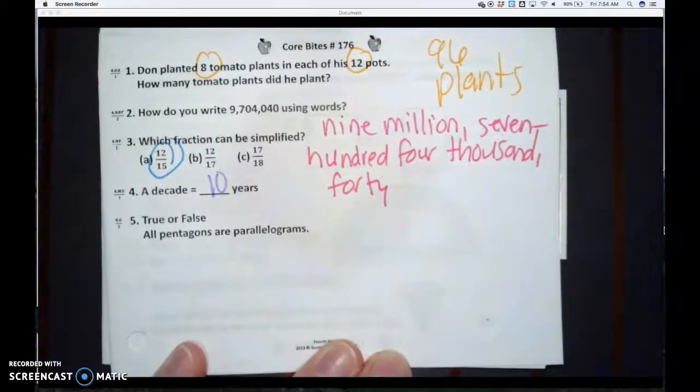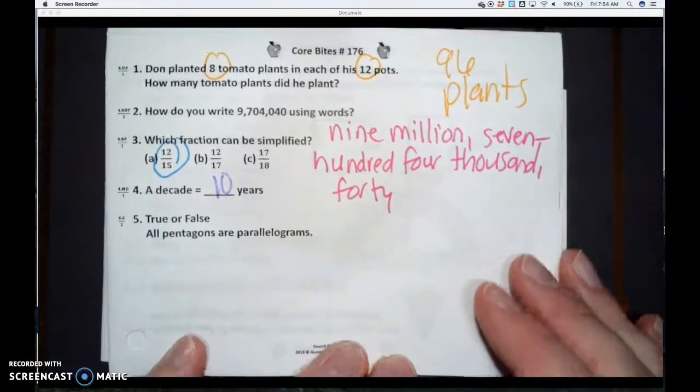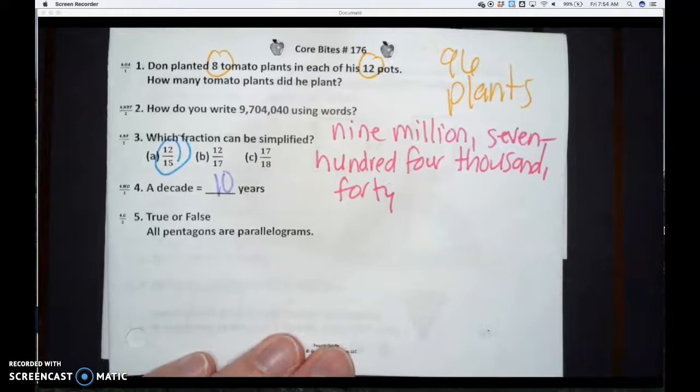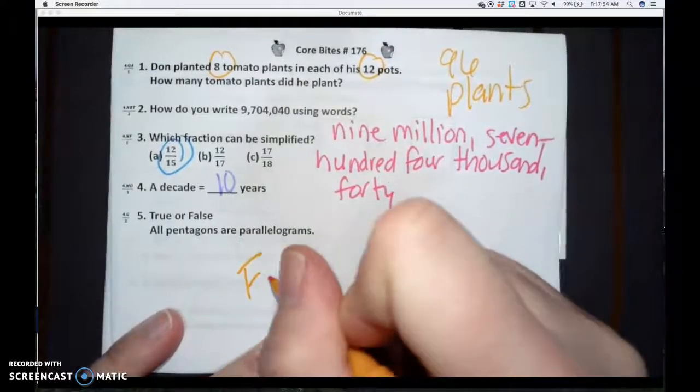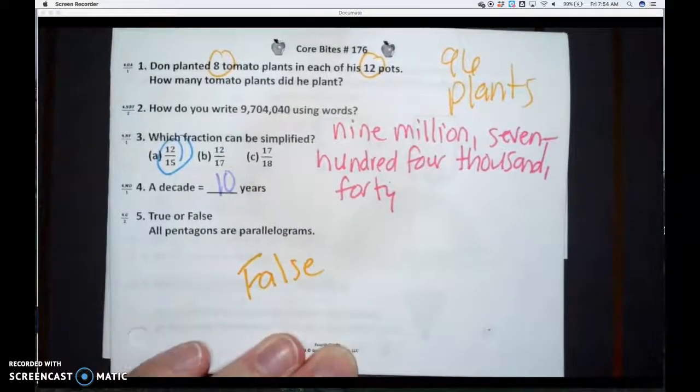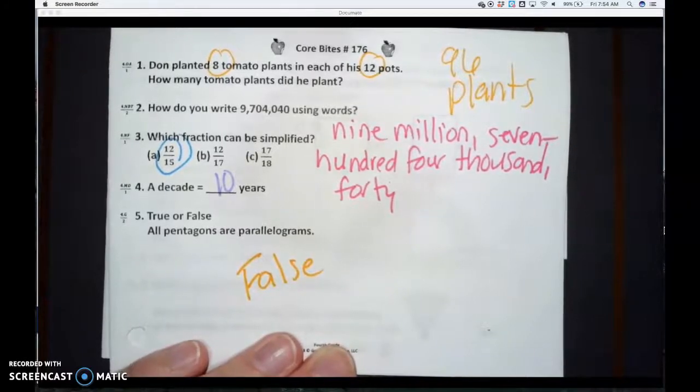And then true or false? All pentagons are parallelograms. The answer here would be false because a pentagon has 5 sides. Parallelograms have 2 sets of parallel sides. The pentagon's lines would actually intersect if they all could go on and on. So that would not be true.